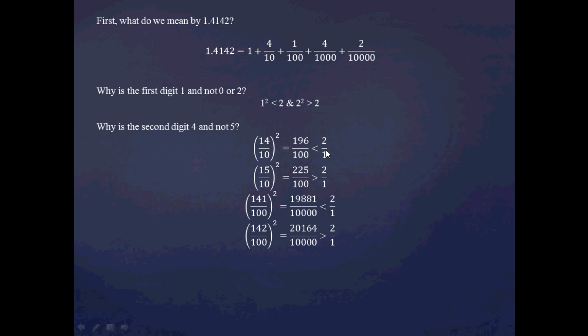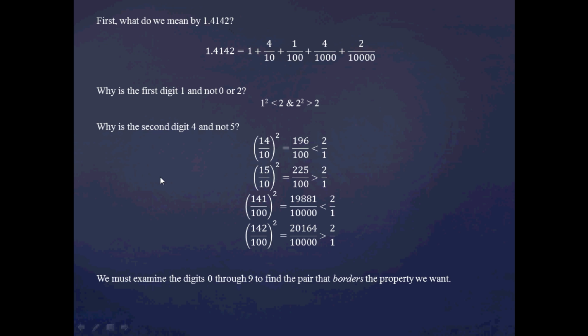So this is the general pattern that we find here. When we move on to the third digit, it has to be 1, because 141 over 100, squared, produces a rational number which is slightly less than 2. But if we go one more place up to 142 over 100, square it, we get a rational number which exceeds 2. So this is why the digits are the way they are in the square root of 2. And also assuming that we're working in base 10, this is why working in this base determines which digits are going to be here.